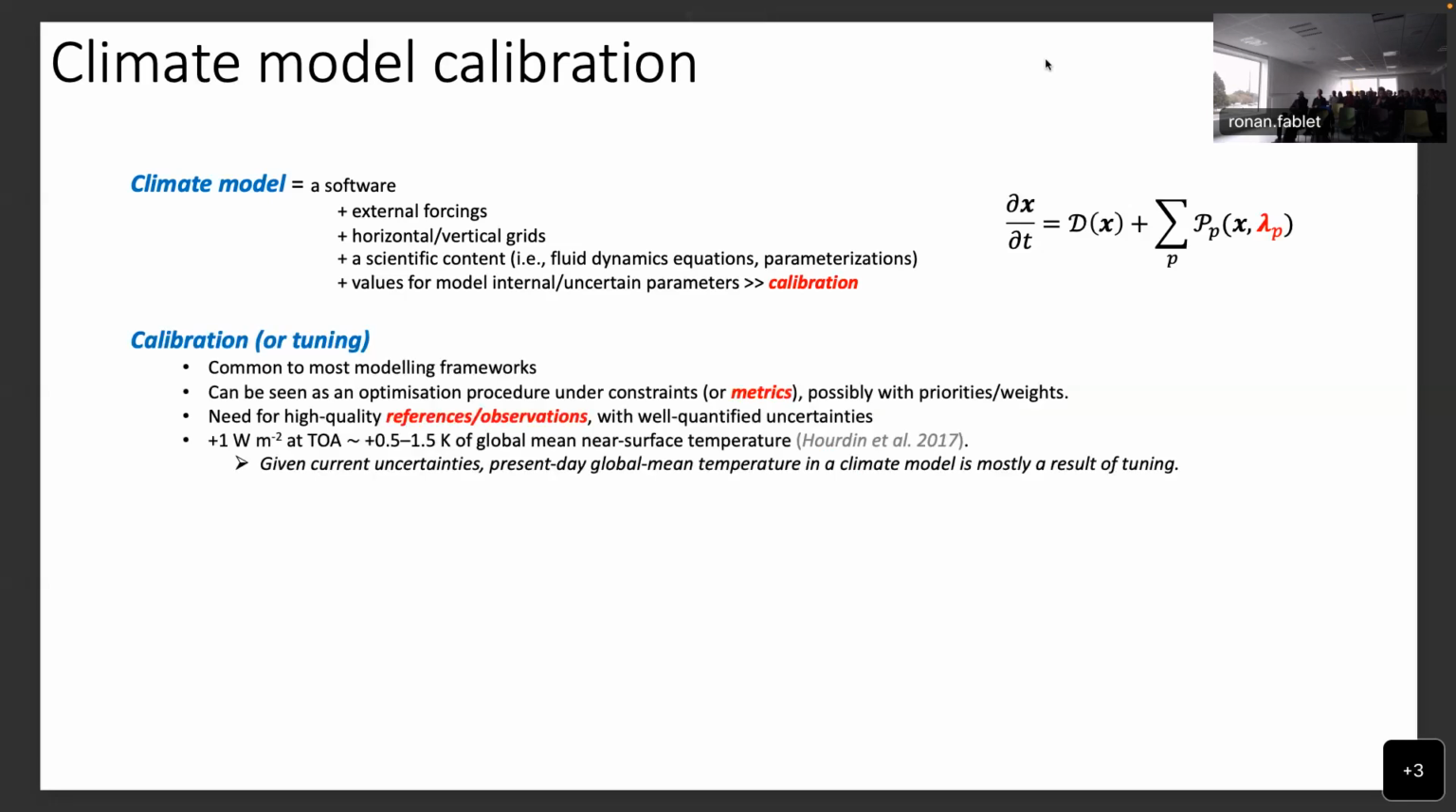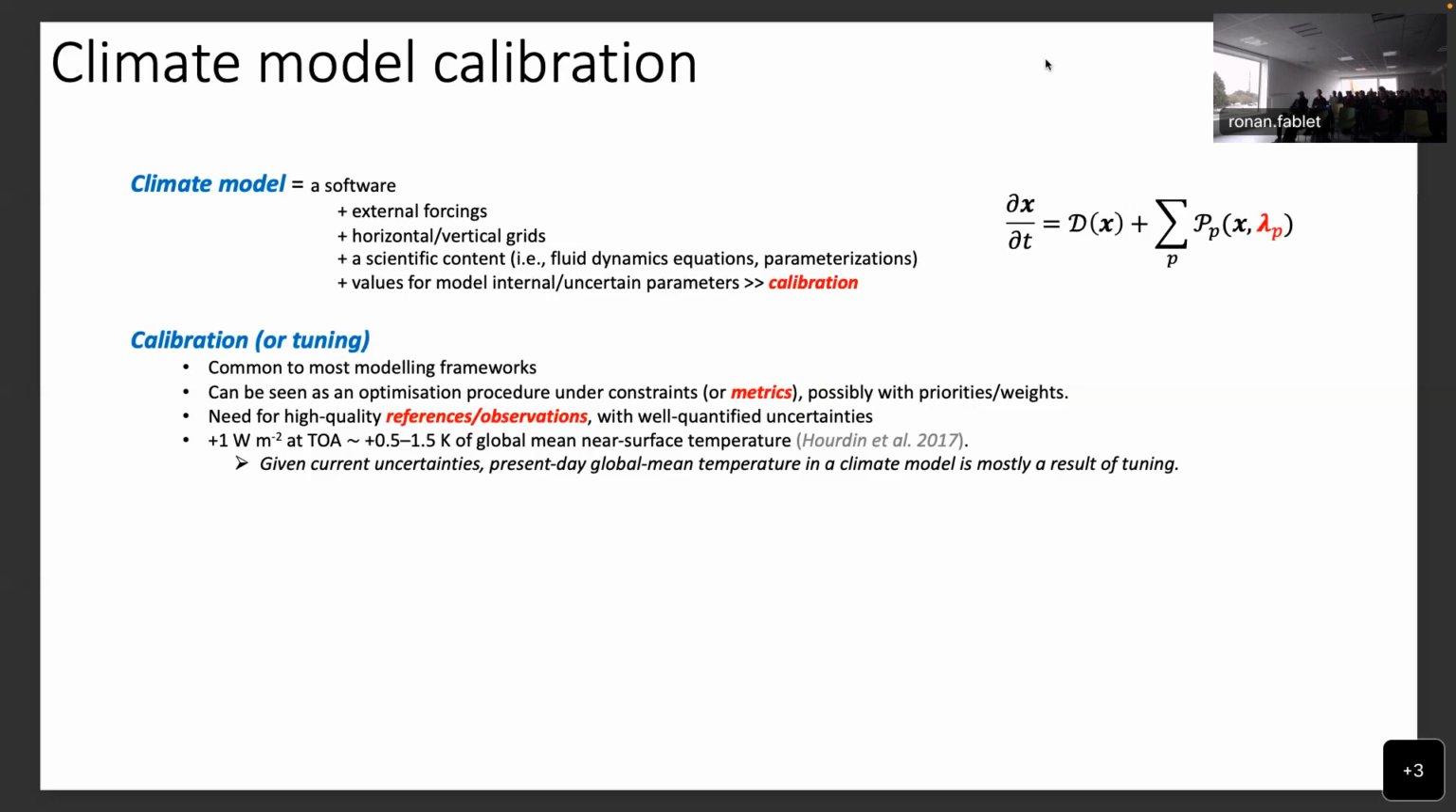Calibration is not specific to climate models, it's common to most modeling frameworks. First, it was probably seen as a kind of optimization procedure given a certain number of constraints or metrics, to which we can give some priorities or weights. Of course, in this process of calibration, we need references, observations, to define the targets, possibly high quality reference observations, or possibly with well quantified uncertainties.